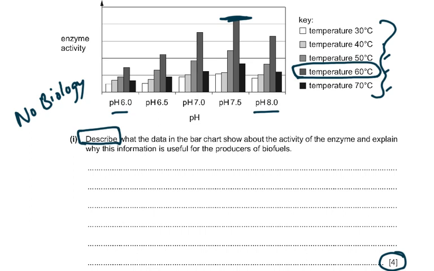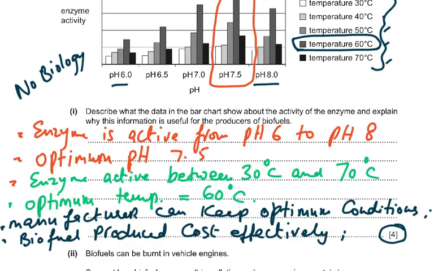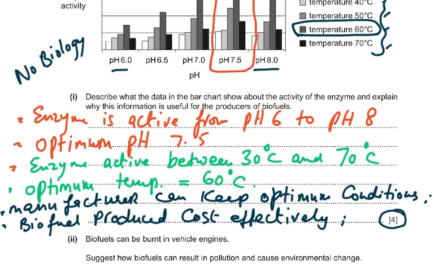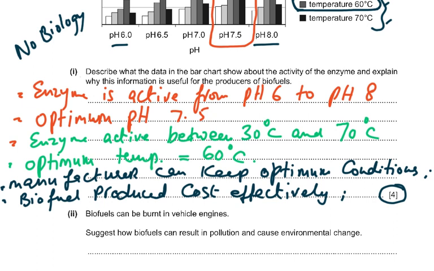Now, how can this be used for the production of biofuels? So that means manufacturers can keep the optimum and the correct conditions and biofuel produced very efficiently, or you can say maximum yield will be obtained. So all this is from the data that you have seen. So from the graph, you can gauge all this. Please remember how this data analysis is done. You must do a few questions on this and then you'll be able to do this question easily.